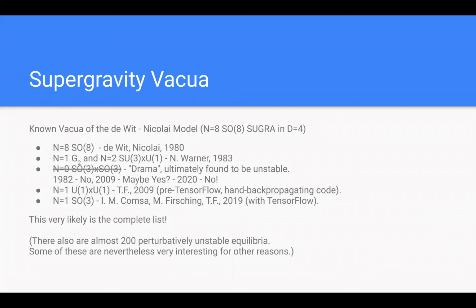Now in 2009, using hand backpropagated numerical code, I managed to find first numerical evidence for another vacuum with N=1 supersymmetry, and this was then confirmed analytically. And then in our 2019 paper, we found what we think is the final solution, another N=1 vacuum with residual symmetry SO(3). And in that paper, we also give reasons why we think that this now is the complete list of vacua. In total, there are almost 200 perturbatively unstable equilibria in this model, but some of them are nevertheless interesting for other reasons.